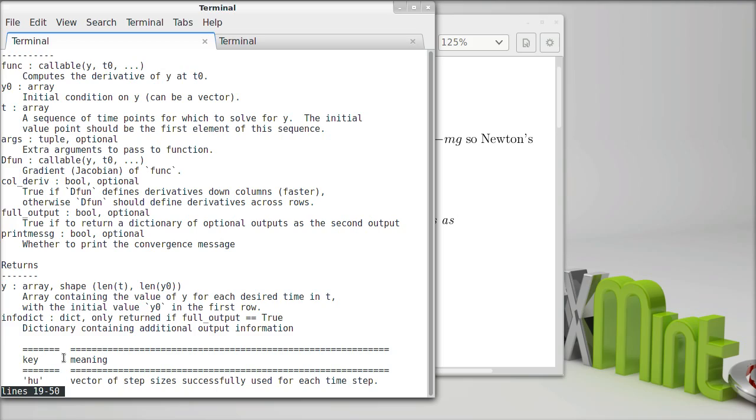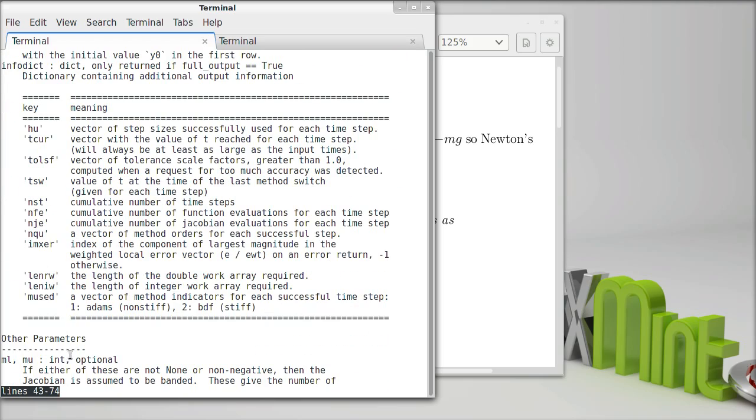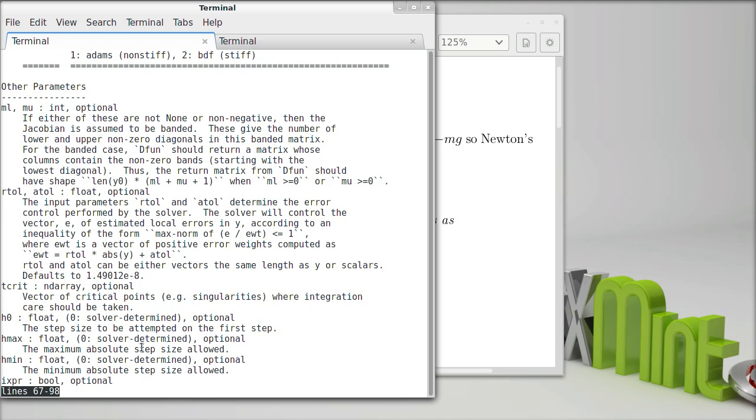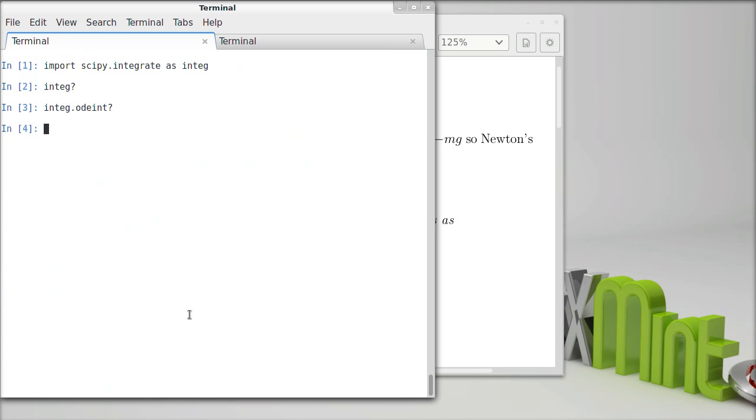Again, if we get full output, then it returns a whole bunch of information, and it tells us about that here. And then there are a whole bunch of other options which we're not going to worry about, but you're free to look at. For our purposes, we want to see how this works.